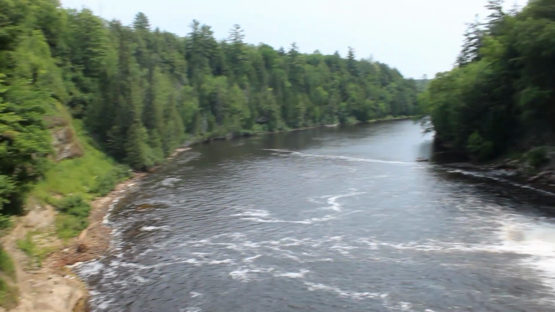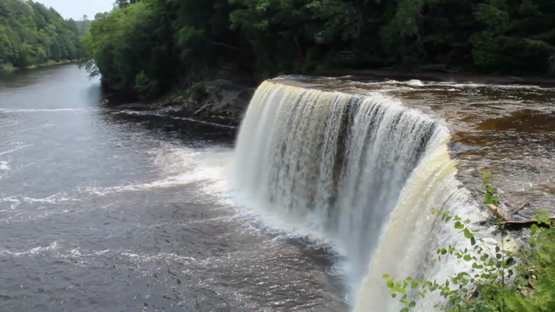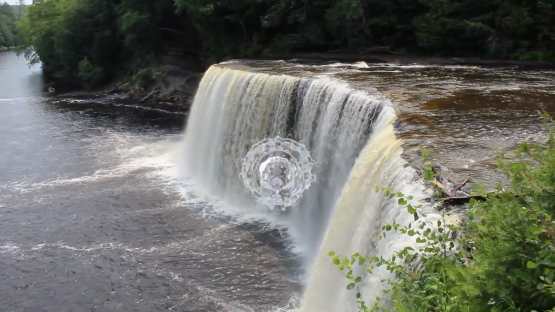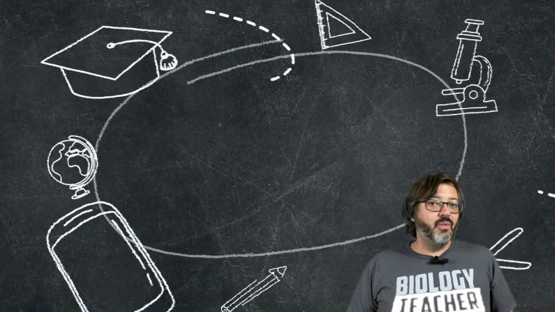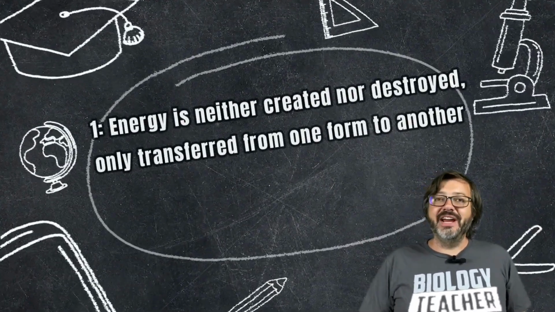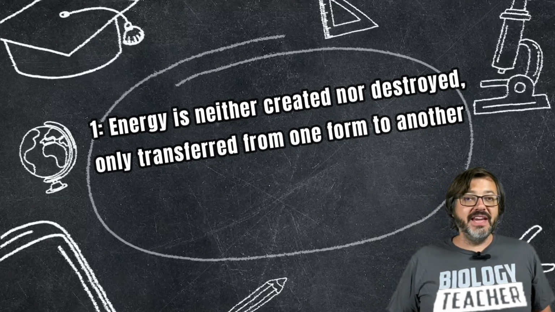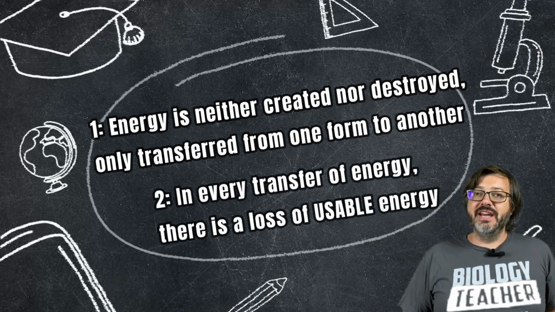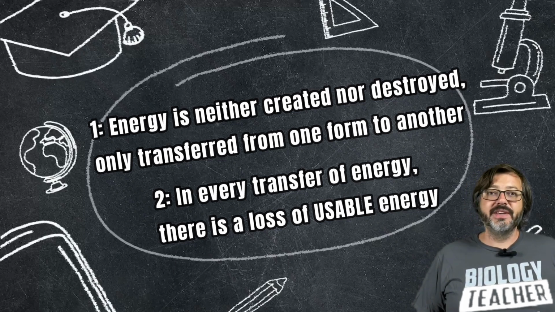To help understand how energy works in a physical environment such as ours, we need to review the two laws of thermodynamics. These two laws are as follows. Number 1, energy is neither created nor destroyed, only transferred from one form to another. And number 2, in every energy transfer, there is a loss of usable energy. That is, energy that cannot perform work.